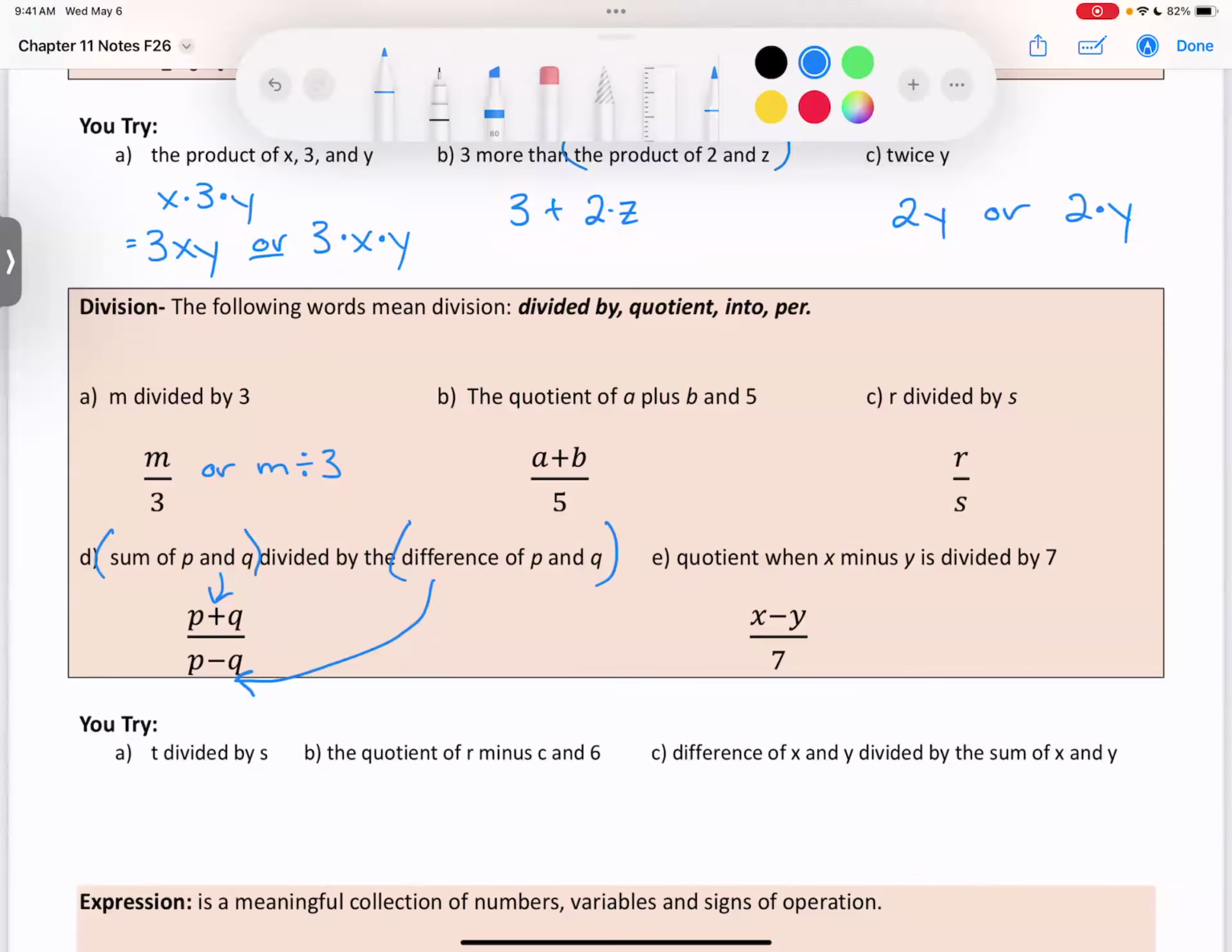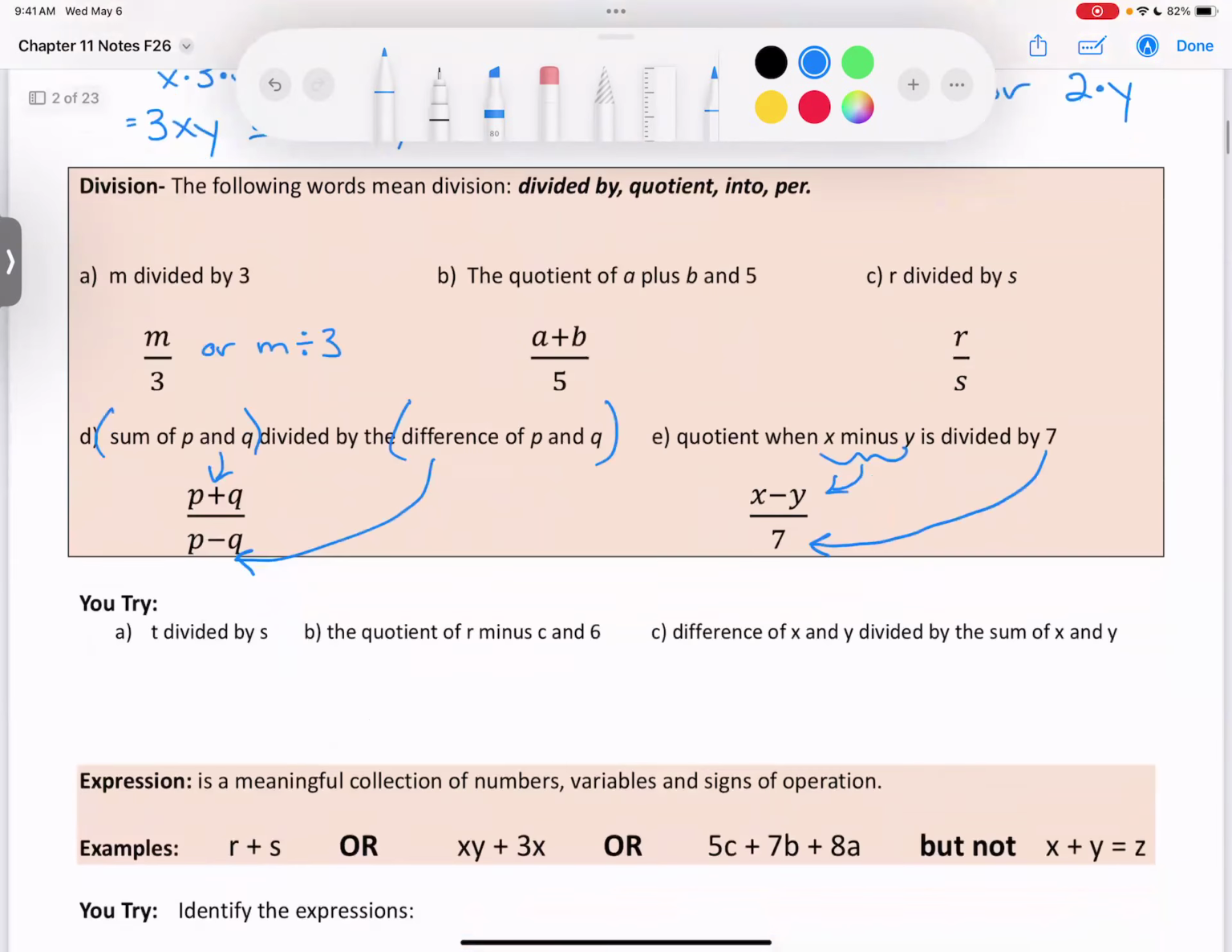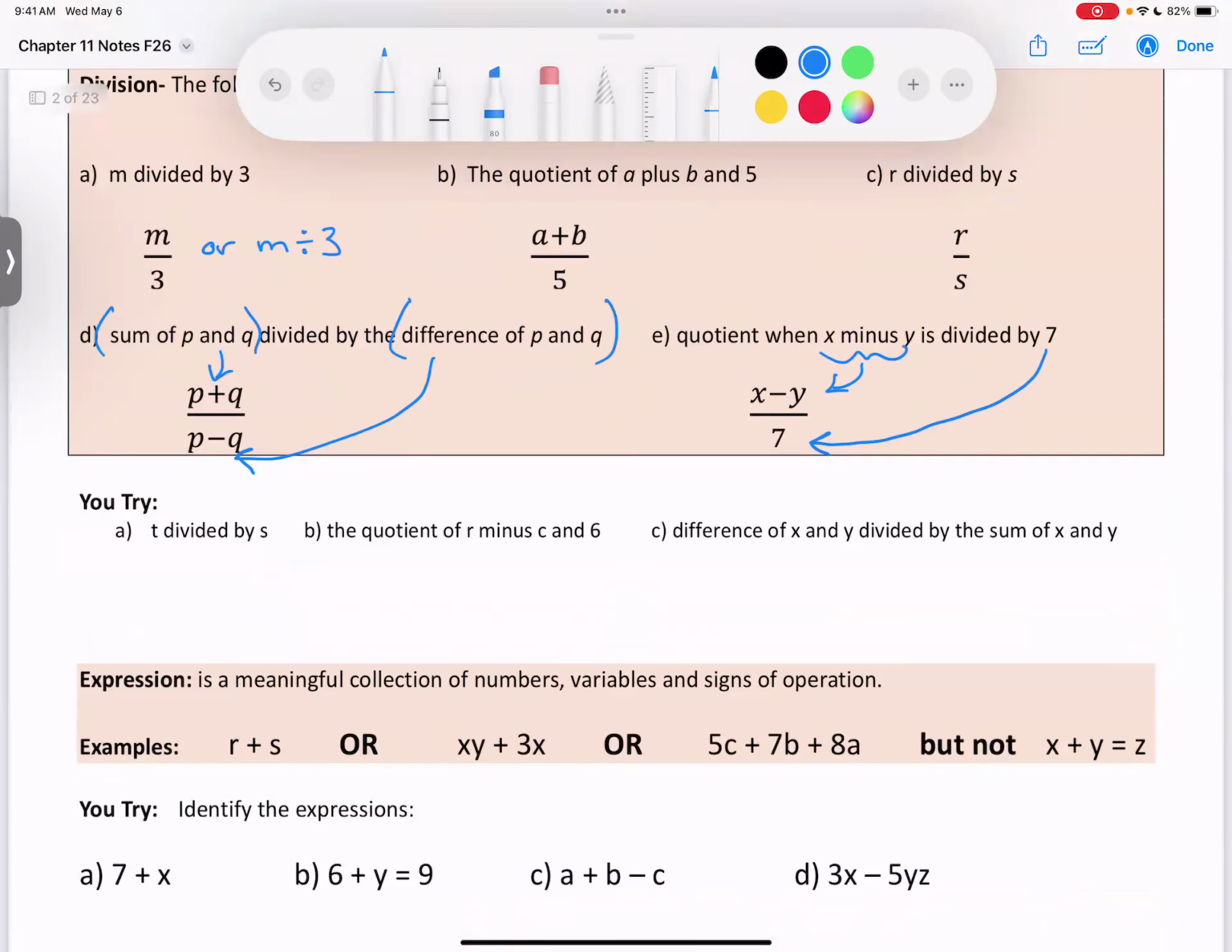And the quotient, so that tells us we're dividing, when x minus y is divided by 7, ends up looking like this. So pause once again and try the next 3. And let's do those together now. So t divided by s would be t divided by s.